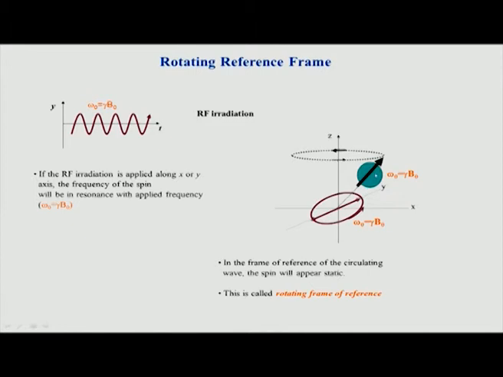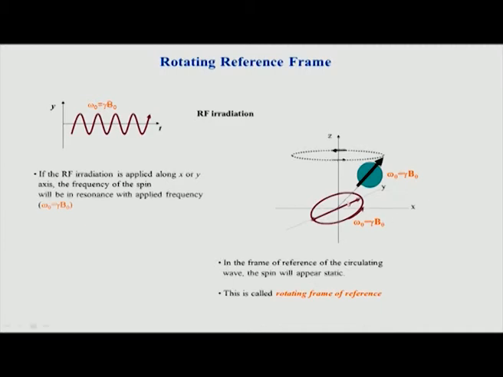What has happened is, if you go to the frame of reference of this rotating magnetic field, then this spin appears static. Remember we looked at an example that if two trains are moving at 100 kilometers per hour, and you are sitting on one train, for you the other train will look static, it is not moving at all.